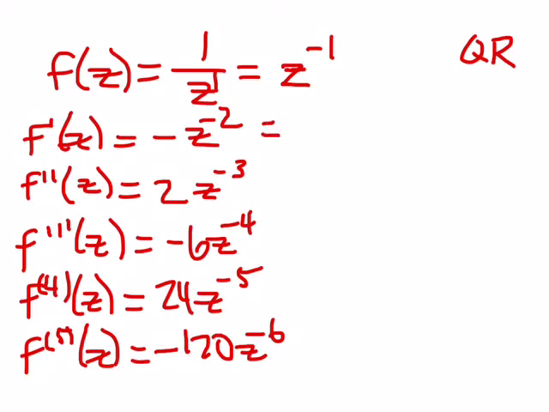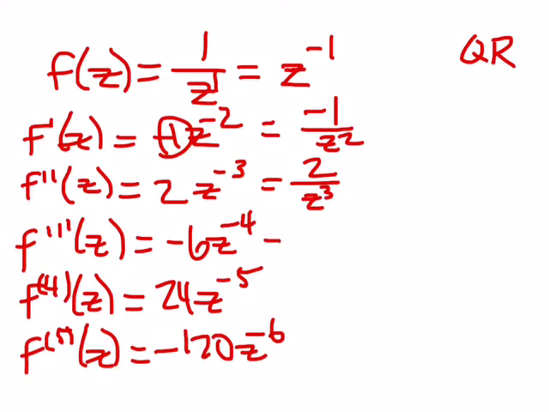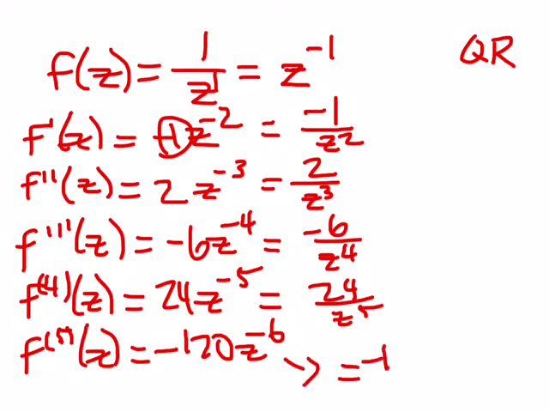So I'm just going to go back and change them all. First one, there's a negative 1. That's this 1 over z squared. Let's just put that on bottom. The next one, the 2 is still in the numerator. The z cubed is now on bottom. The next one, negative 6, and then z to the 4th. The next one, 24 over z to the 5th. And then the final one, negative 120 over z to the 6th.